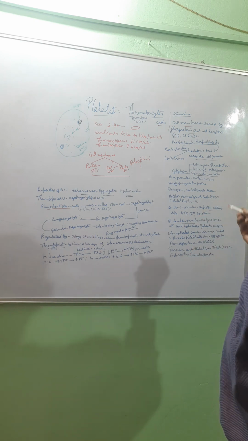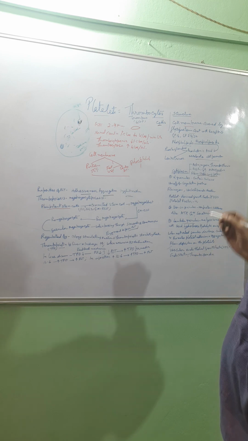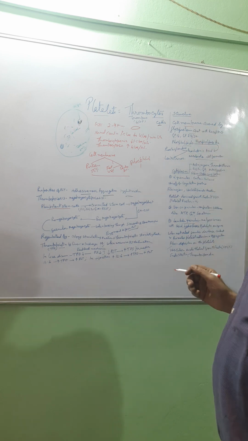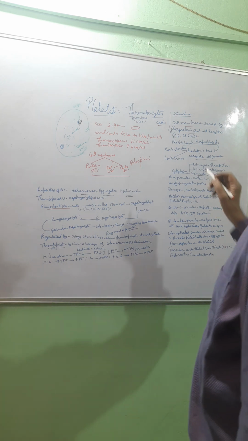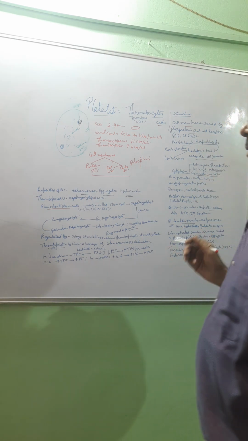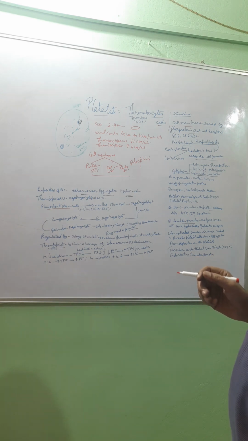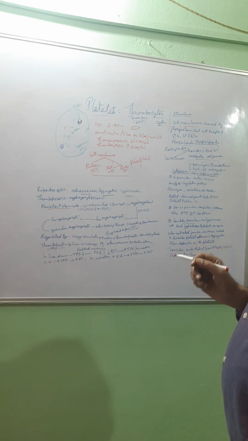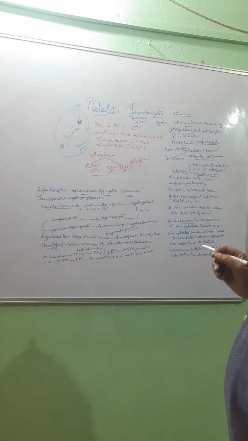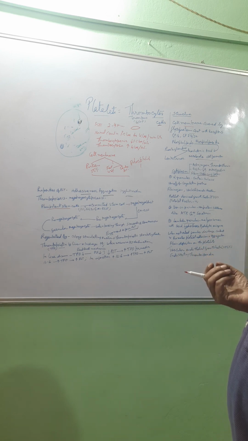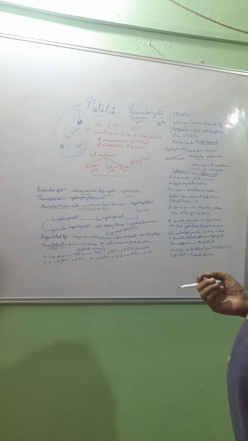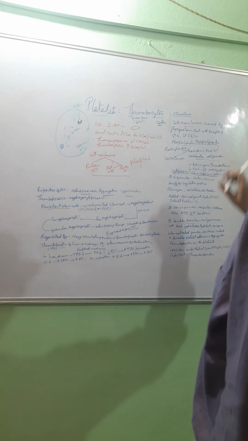They accelerate clot formation. The function of glycoprotein is prevention of adhesion of platelets to normal endothelium, but it increases adhesion to collagen fibers in damaged endothelium. These are the functions.